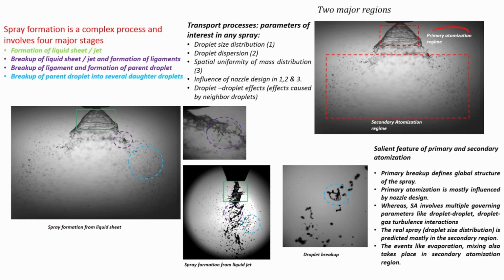This is the primary atomization zone, where the sheet is actually breaking up, and this is called the secondary atomization zone, where the droplets break up. Droplets cannot break up without changing their shape; they cannot remain spherical. So this is the secondary atomization, this is the primary atomization zone, and it usually involves a liquid sheet, ligaments, formation of parent droplets and formation of daughter droplets.